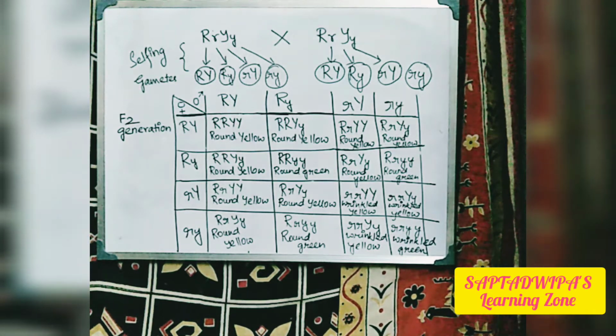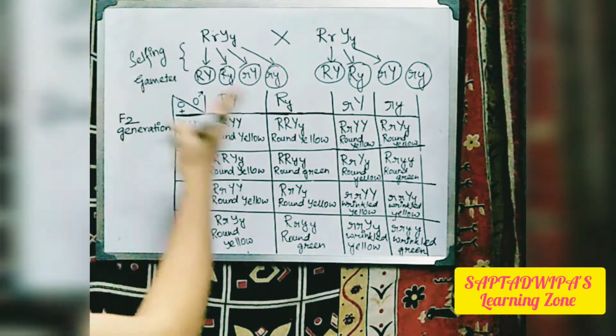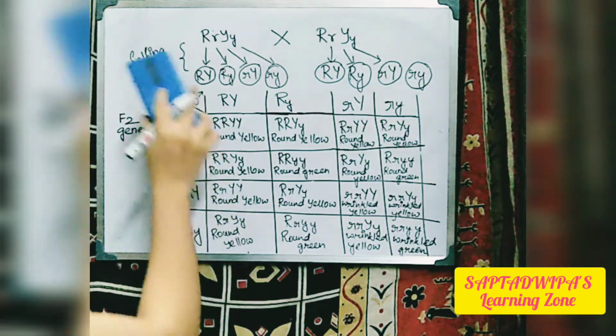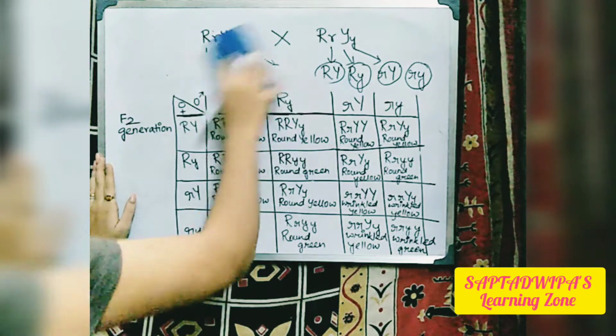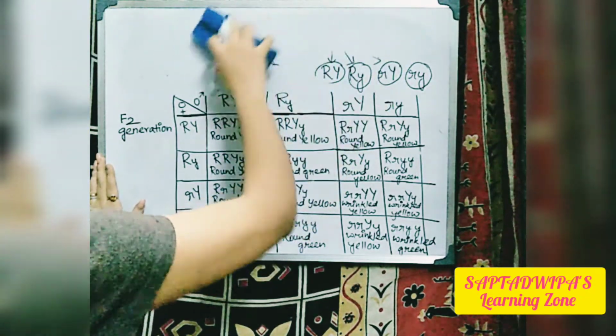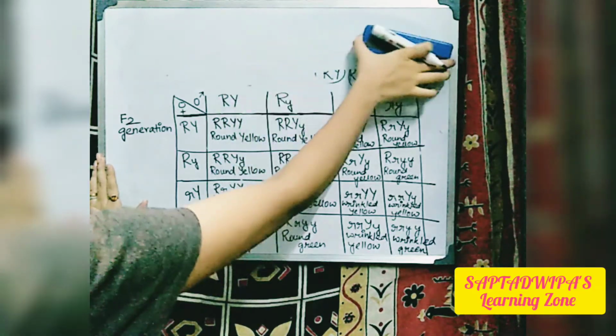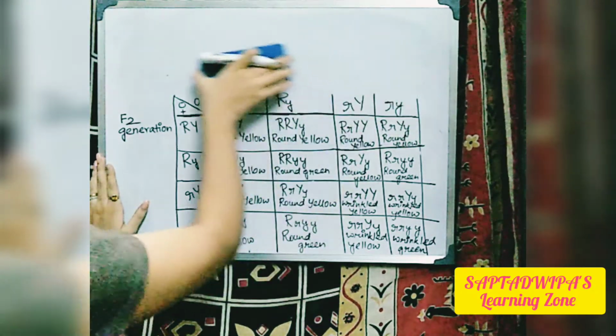Clear? Now, coming to the phenotypic ratio and the genotypic ratio. We have to calculate that too. So I'm rubbing this portion so that I can write it on the top. Okay. So let me rub this. Okay, done.